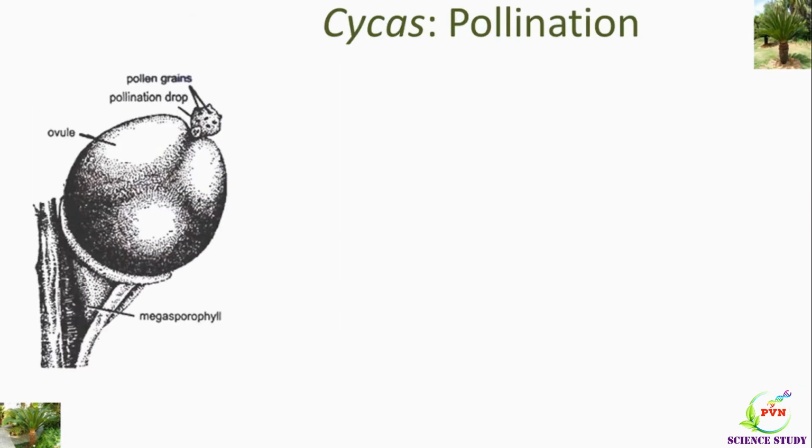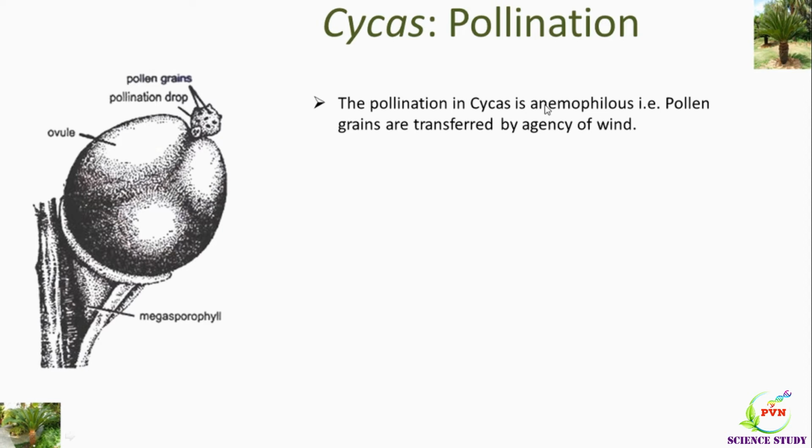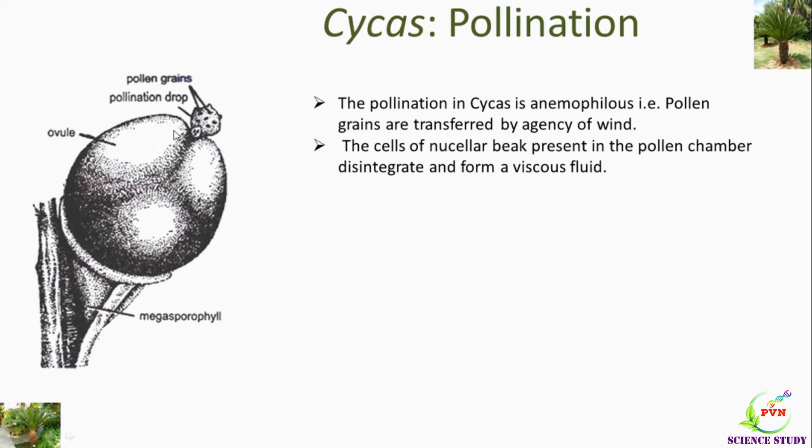Now we will study the pollination of Cycas. So this is the figure in which we can see the Megasporophyll. This is the ovule of Cycas, and here at the micropylar end of this ovule we can see the pollination drop, and to this pollination drop many pollen grains are attached. The pollination in Cycas is known as the anemophilous type of pollination, because the pollen grains are transferred from the male plant to the female plant by the agency of wind. The cells of the nucellar beak present at the pollen chamber disintegrate and form a viscous liquid.